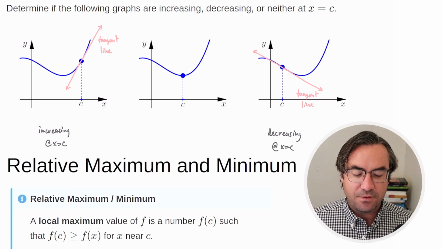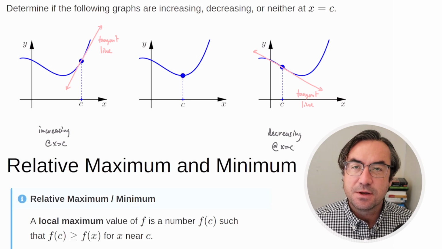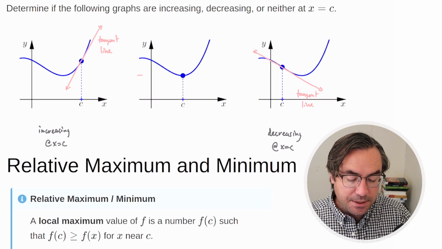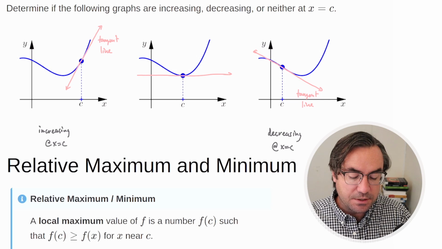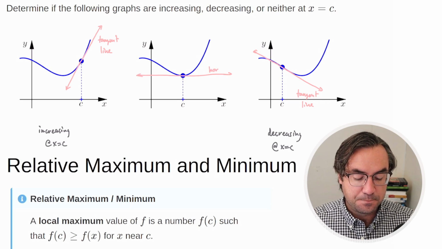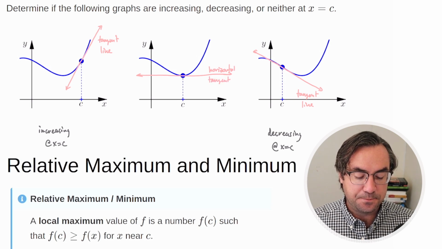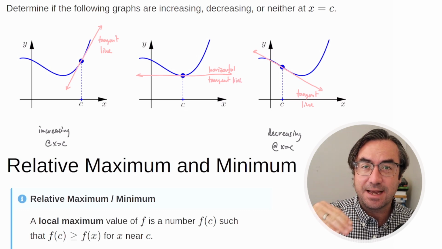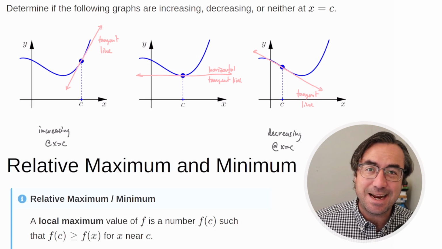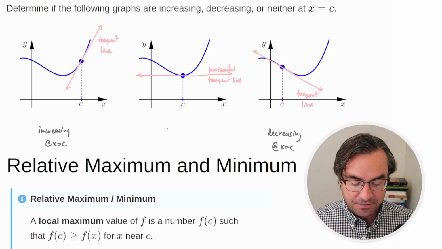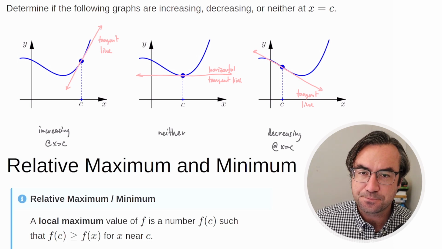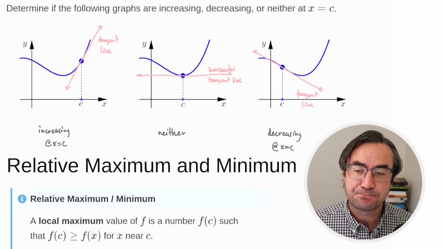Now what's going on for that graph in the middle? Again, find the point that we're interested in, draw the tangent line, and at this point, the tangent line is going to be horizontal. So we have a horizontal tangent line here. What that means is the graph is flat at that point. So it's not really increasing and it's not really decreasing. It's kind of in between. So we would say it's neither. It's a flat graph.